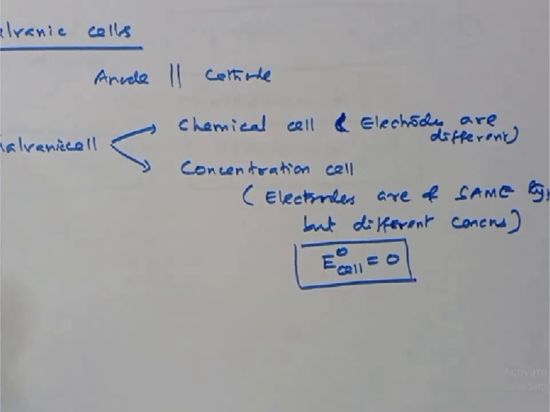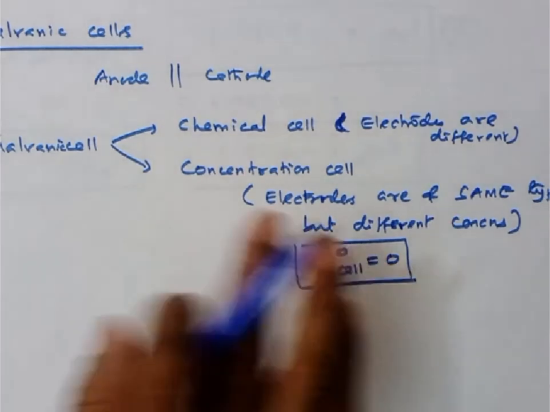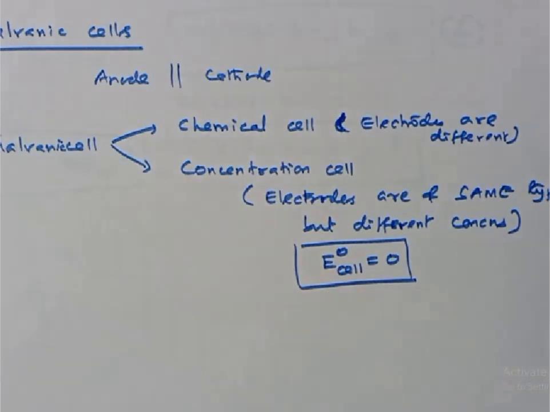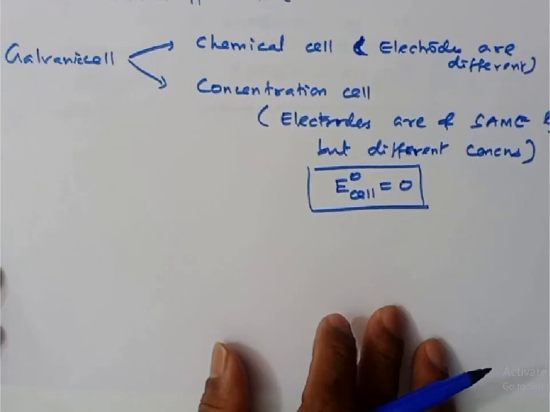In the case of concentration cell, E0 cell is 0. In chemical cell, E0 cell is usually not 0. Very rarely it becomes 0, but usually it's not 0. For all concentration cells, E0 cell value is 0. Let me give one example.